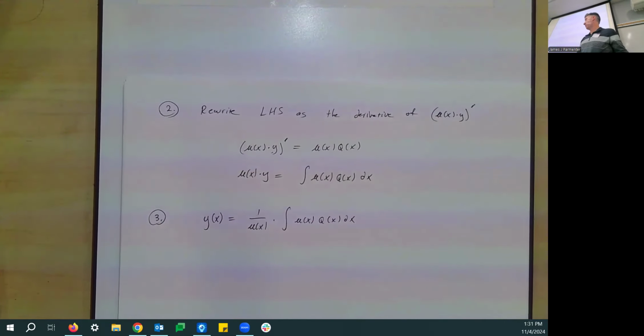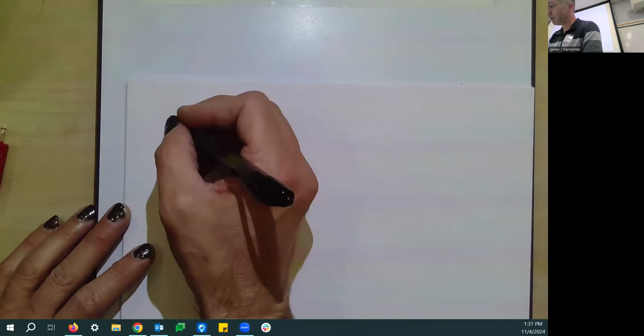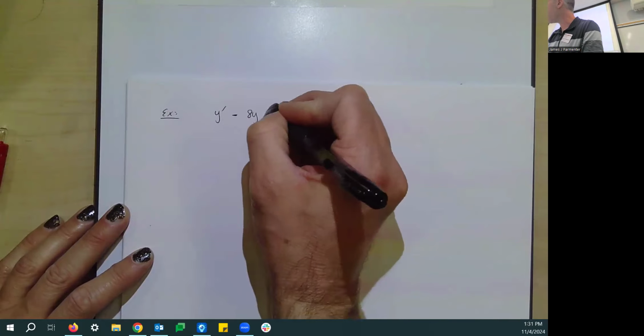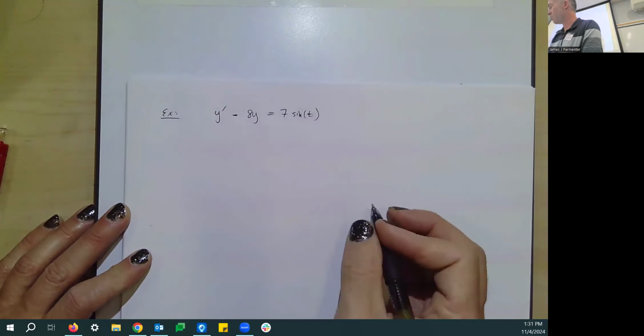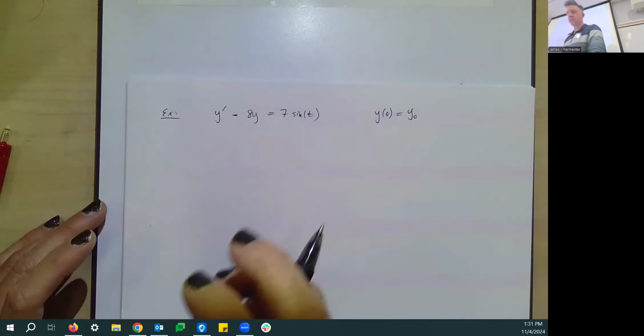Okay, let's actually do an example now. Which one do I want to start with? Sure, let's do the one that's on top, for lack of a better word. Actually, let's do the second one. Yeah, let's do this one. So let's look at solving y prime minus 8y equal to 7 times sine of t. And they've told us annoyingly that the initial condition is y of 0 equals y naught.